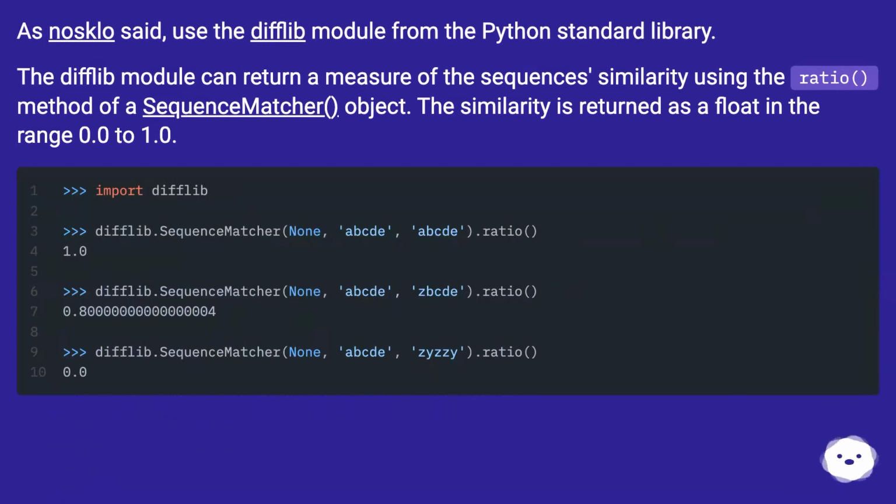As Nosklo said, use the difflib module from the Python standard library. The difflib module can return a measure of the sequence's similarity using the ratio method of a SequenceMatcher object. The similarity is returned as a float in the range 0.0 to 1.0.